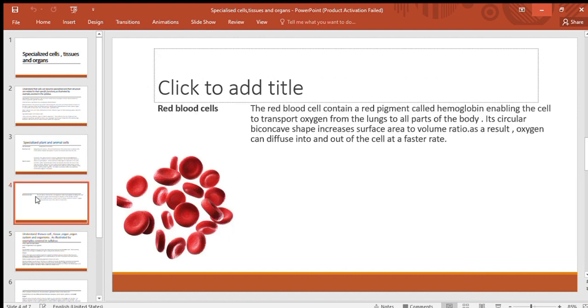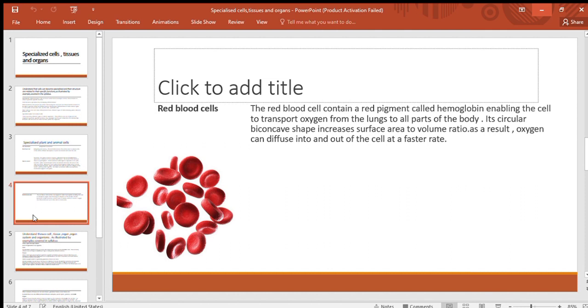Next is red blood cells. Red blood cells contain a red pigment called hemoglobin, which enables the cells to transport oxygen from the lungs to all parts of the body. You are all familiar with the shape of red blood cells. It has a circular biconcave shape, which increases the surface area to volume ratio. As a result, oxygen can diffuse into and out of the cell at a faster rate. So this is all about specialized cells.